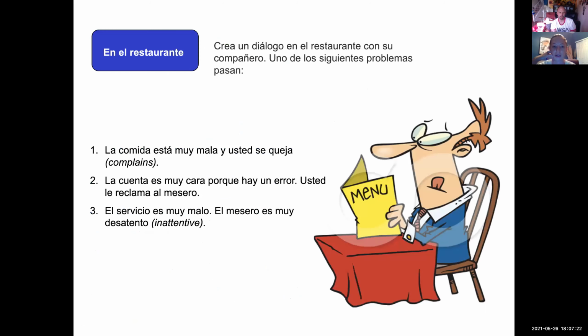Muy bien. Bien, vamos a suponer que estamos en un restaurante, Carly. Y tú puedes elegir uno de los siguientes problemas para discutir con el camarero. Por ejemplo, la comida está muy mala y usted se queja. La cuenta es muy cara porque hay un error. Usted le reclama al mesero. O el servicio es muy malo. El mesero es muy desatento. ¿Sí? Bien. Vamos a comenzar.